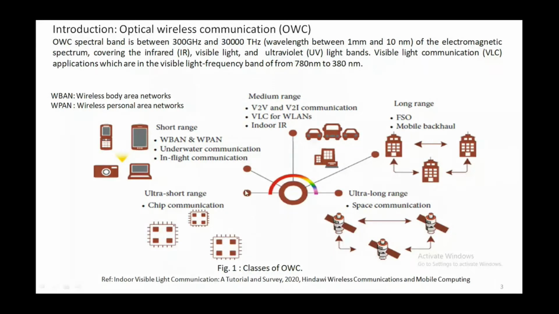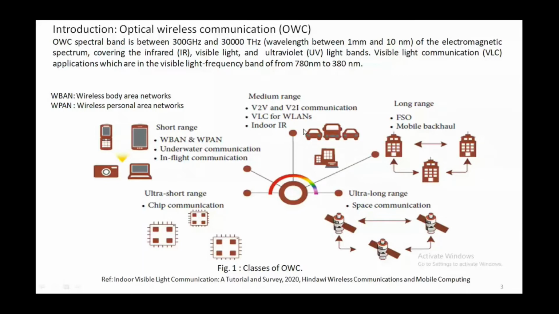Here, ultra short range, where 100 centimeters range is chip communication level distance, and short range, which is up to 1 meter range, we can use optical wireless communication. And medium range means vehicle to vehicle, vehicle to infrastructure communication, or visible light communication for wireless local area networks. These are ranges up to 1 kilometer, indoor infrared.